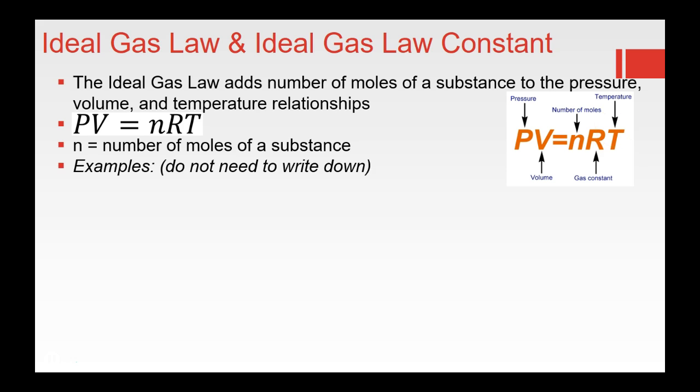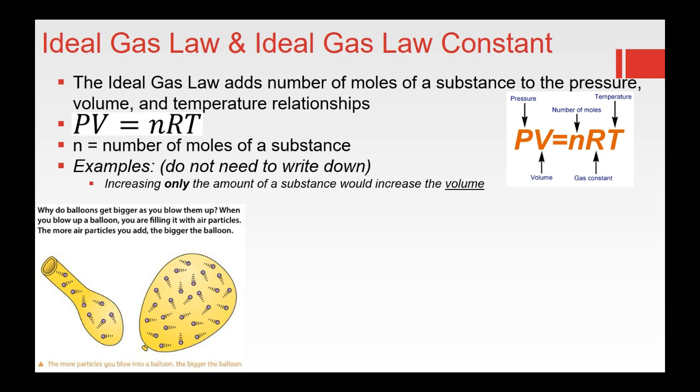So a couple examples of how you can use "pivnert," or the ideal gas law. You don't need to write these down. If you just increase the amount of substance, you will increase the volume. So here I have an uninflated balloon, here I have an inflated one. It seems kind of like a dumb thing to really think about, but why does the balloon blow up when you put air in it? Well, the volume is going to increase because you are increasing the number of molecules of air that you're putting in there. More air inside there, the balloon is going to expand.